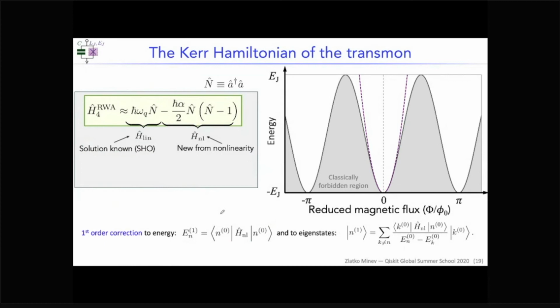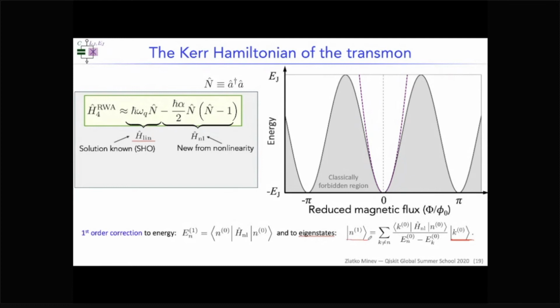Now, the more important piece is that the eigenstates of the harmonic oscillator, which I'll label here as K0, this is the expression for the perturbation theory for the change in the eigenstate, say K0, of the simple harmonic oscillator, which are the eigenstates of H lin, how those are affected by the nonlinearity. This is the first order correction.